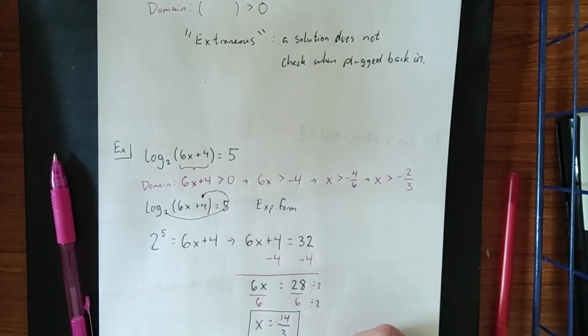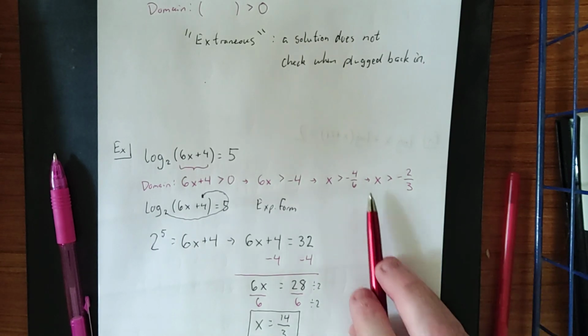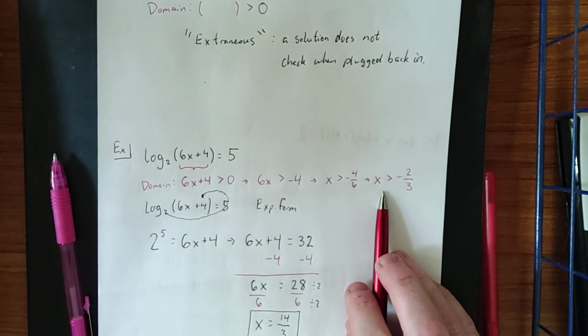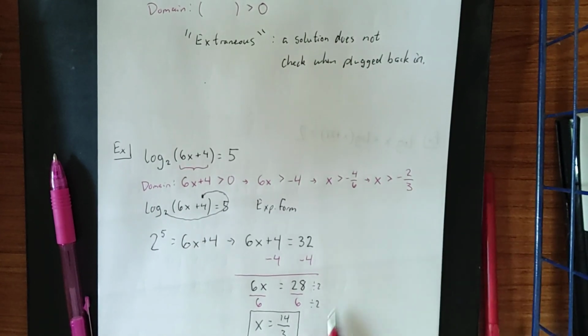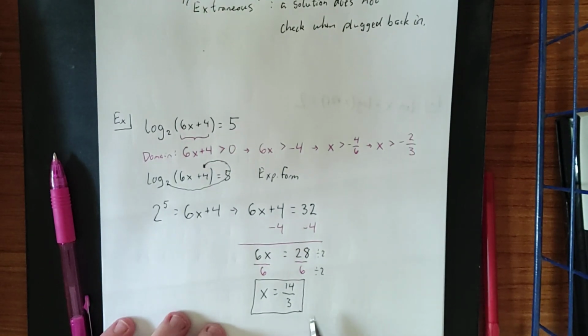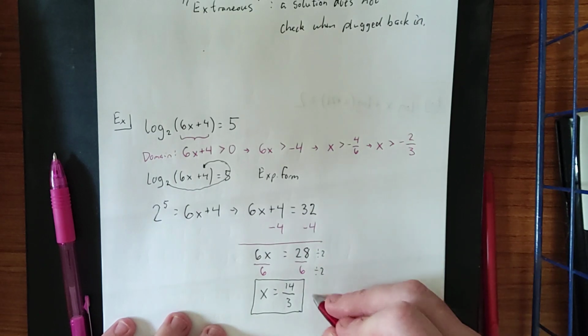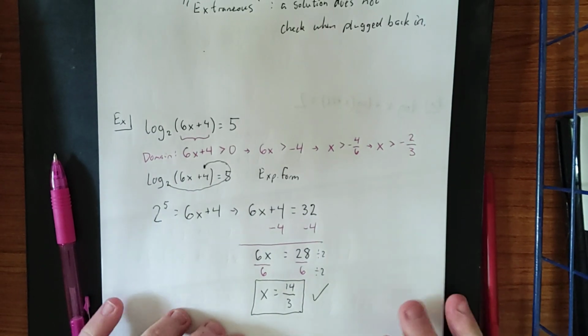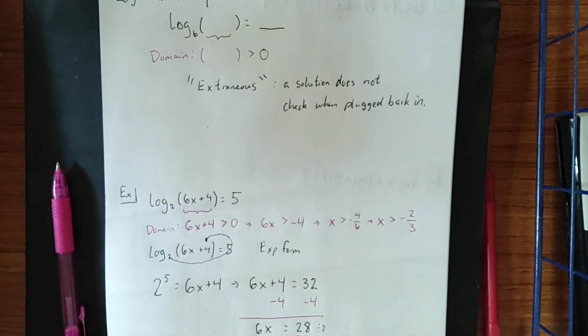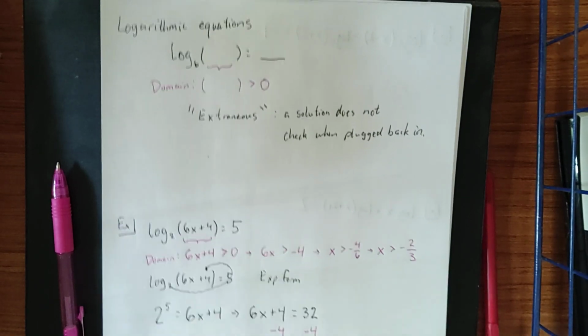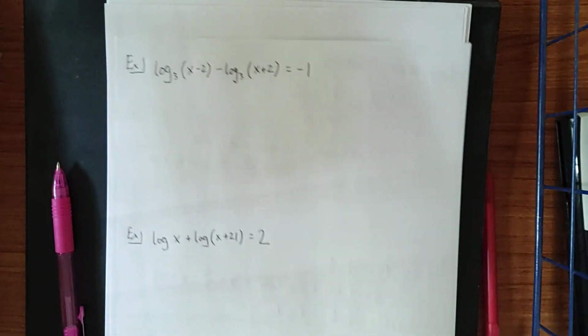I'm putting a box around it a little bit prematurely due to the fact that we need to check this against the original domain. The domain was that x had to be greater than negative 2/3, and I can verify that positive 14/3 is definitely greater than negative 2/3. So we got ourselves a good answer. Let's practice this process at least a couple more times because, well, that's good for us.